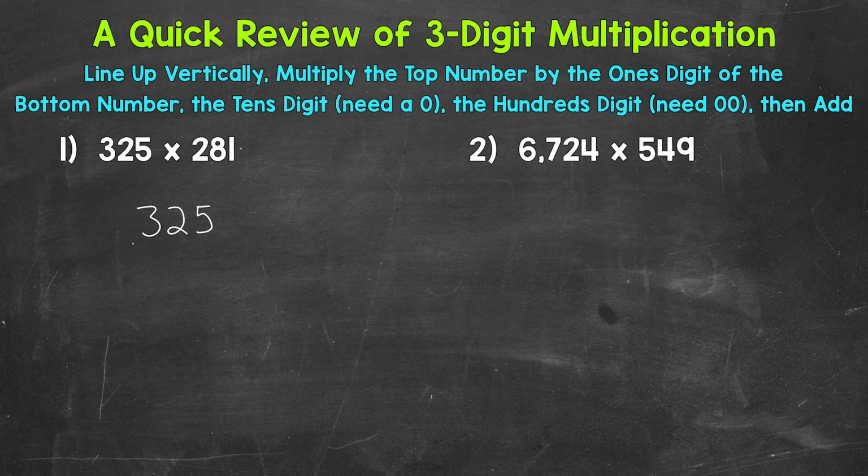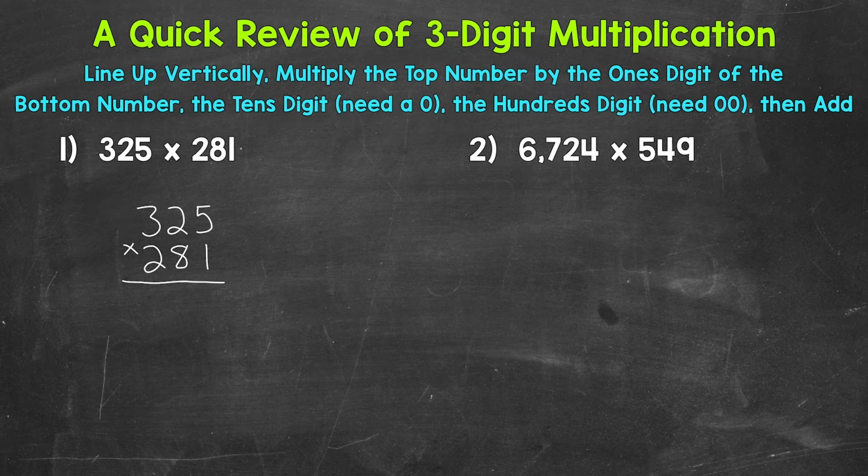325 times 281. Now we're ready to go through our multiplication process. So we start by multiplying the top number by the ones digit of the bottom number. So the ones digit of the bottom number is the 1 in 281. So we need to take that 1 to the 5, the 2, and the 3. We can forget about the 2 and the 8 in 281 right now. We're only concerned about the ones digit. We'll get to those other digits later.